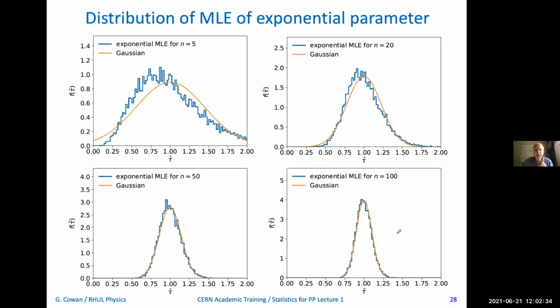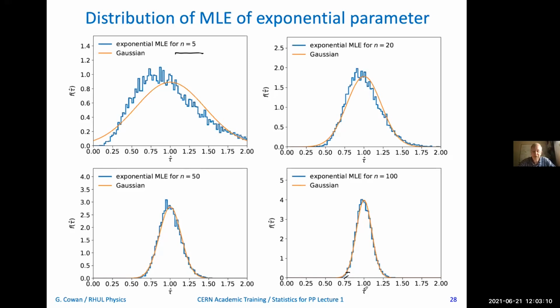I'm over time, so let me finish up really quickly. Here's just to illustrate that a little bit better. It's the distribution of tau hat for 4 different sample sizes: 5 observations, 20, 50, and 100. You can see that if you have a relatively small data sample, the PDF of the estimates has a hump, but it's not really very Gaussian.